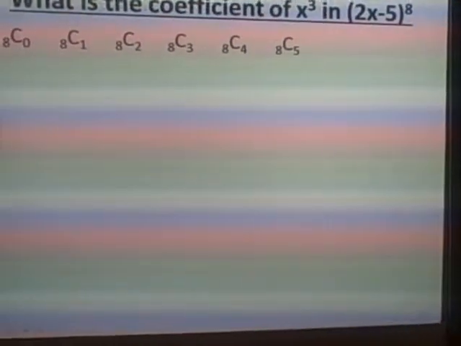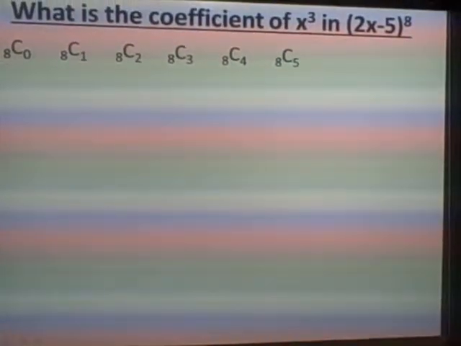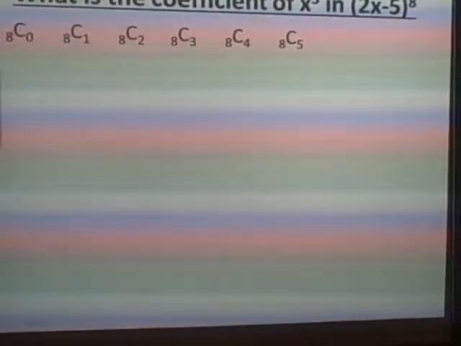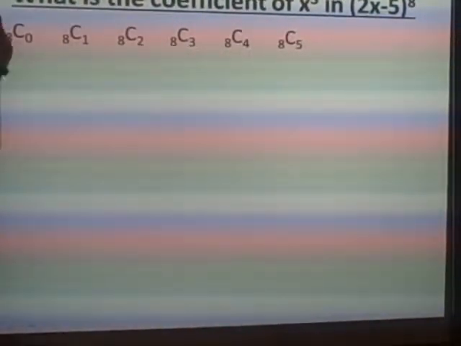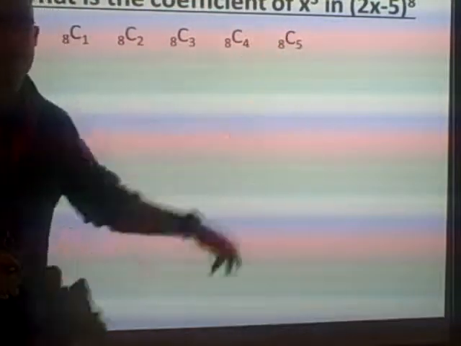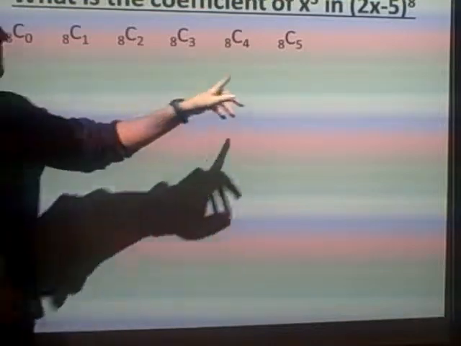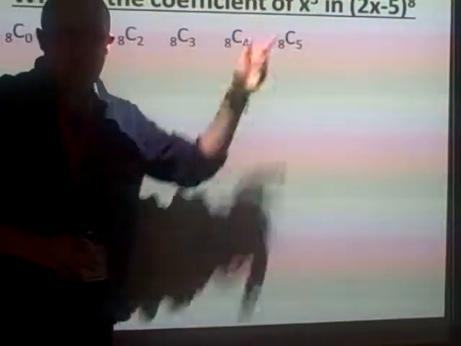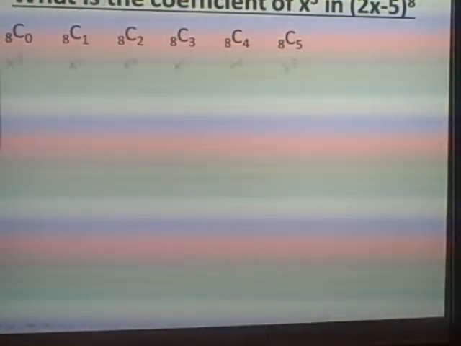Question's a little off the top of the screen now. What is the coefficient of x cubed in (2x minus 5) to the power of 8? So this time the x term is first, so we're going to count downwards. So x to the 8, 7, 6, 5, 4, 3. So we're going to use 8C5, or we could just have used 8C3 as well, making sure it's the same power as the x there.